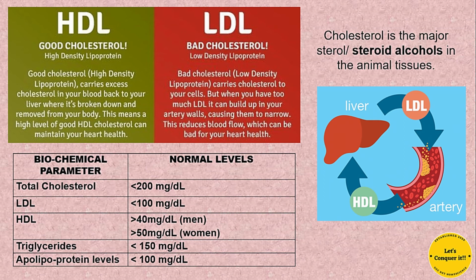Please remember this difference. For total cholesterol and LDL, it should not be greater than, whereas for HDL, it should be greater than. It should be greater than 40 mg per dl for men and greater than 50 mg per dl for women. Now the triglyceride levels should be less than 150 mg per dl, and apolipoprotein levels should be less than 100 mg per dl.